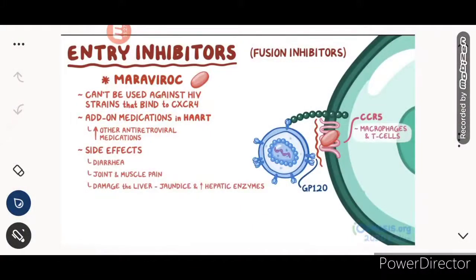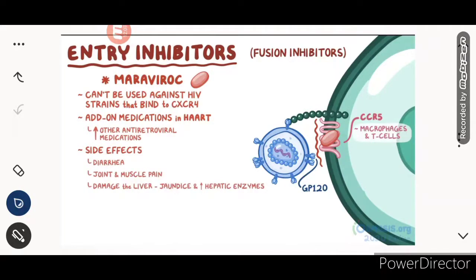So here, maraviroc is binding to the macrophages and T cells. Here we can see that. Once it binds to the co-receptor CCR5, the virus can attach to the receptor but can't be attached to the co-receptor. Once it is not attached to the co-receptor, it can't gain control over the host cell, so it is useless for the virus to replicate. It can't be used against the strains that bind to the CXCR4. So if the virus does not use the CCR5 receptor, then this can't be used.